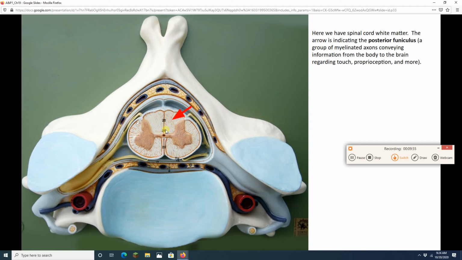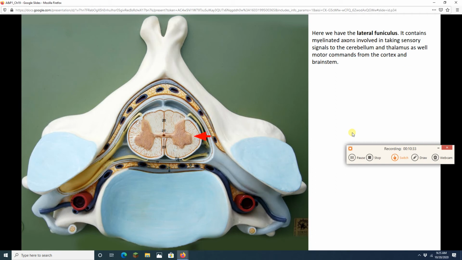We can see a lot of white matter in the spinal cord. White matter surrounds this butterfly. And in the back, the white matter is grouped into these things called posterior funiculi, or you can call them columns instead. So this column is basically a large group of myelinated axons. Myelination is why it's white matter. And in the back, we're taking signals from the body up to the brain. So we're talking signals about touch, proprioception, in other words, limb and joint awareness, and even more.